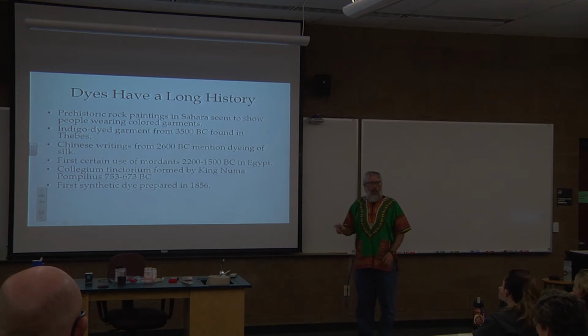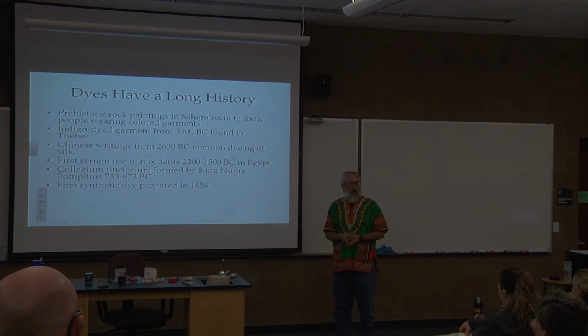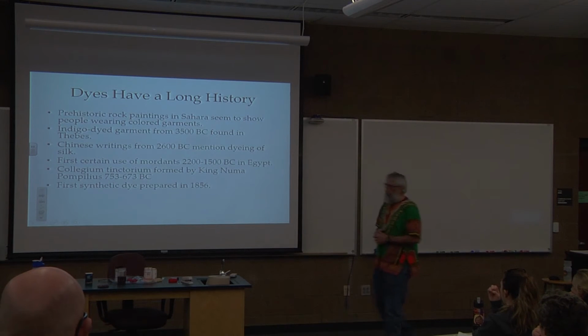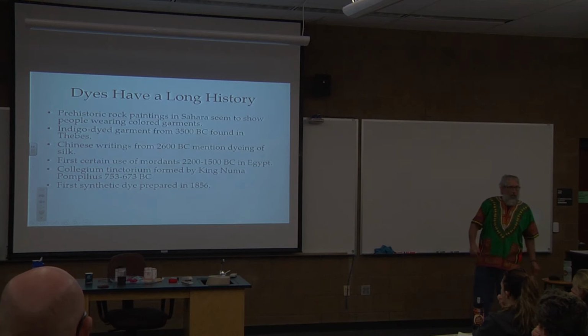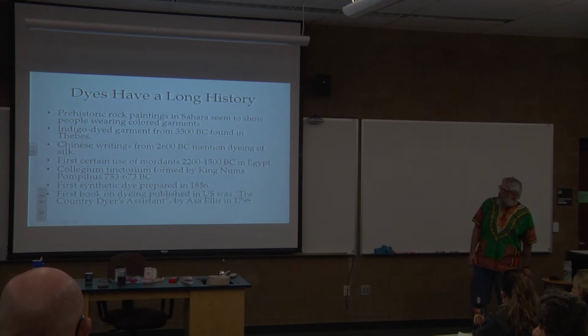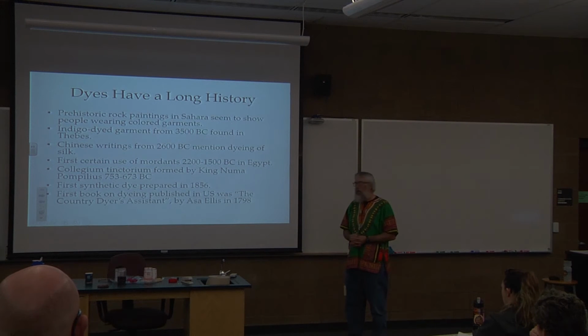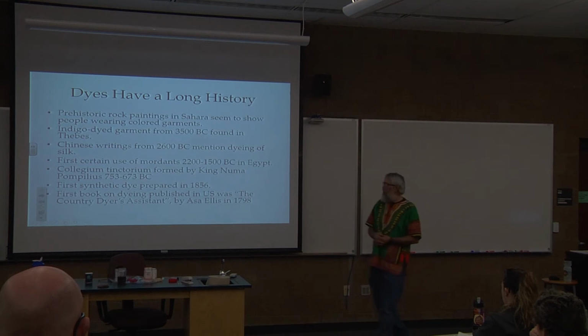Until 1856, the only dyes known or used were from a natural source. It wasn't until 1856 that the first synthetic dye was prepared. And we'll come and look at this a little bit later. So a long time for people to gain expertise doing various experiments on how to create the dyes and getting them to adhere to the cloth. And then in this country, the first book on dyeing was published in Massachusetts in 1798, The Country Dyer's Assistant by Asa Ellis.